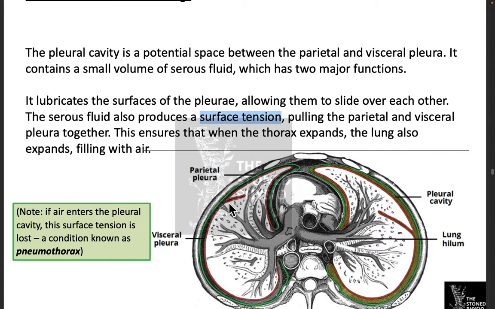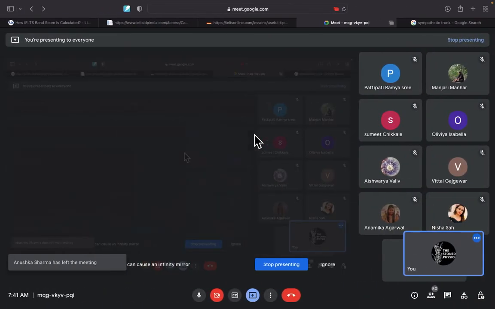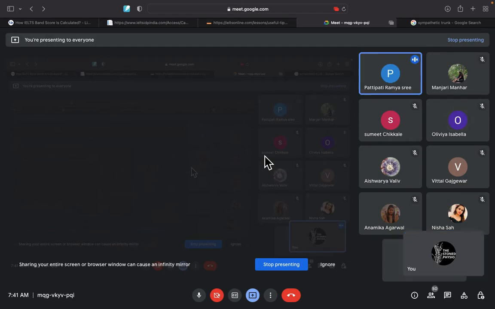Now the significance of this layer is that it has a certain level of surface tension. Does anyone know the meaning of surface tension? Yes, sir, can you explain? Tension of fluid exerted on a surface.